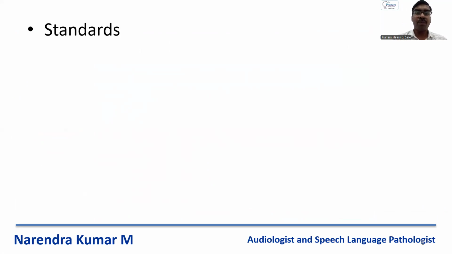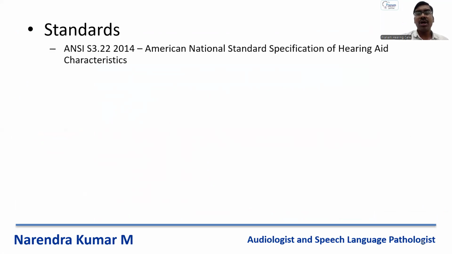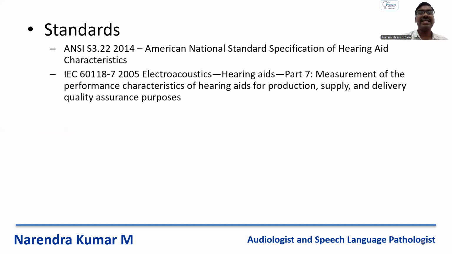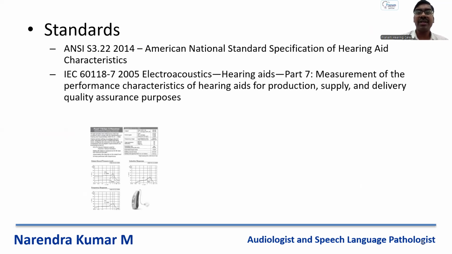Measured electroacoustic properties are compared with various standards prescribed by the manufacturing company. There are two such standards available to compare the electroacoustic properties measured using these test boxes. The first is the ANSI standard, ANSI S3.22 from the year 2014, which gives specifications of hearing aid characteristics. The other standard is IEC 60118-7 from the year 2005. It also deals with the electroacoustic properties of the hearing aids.